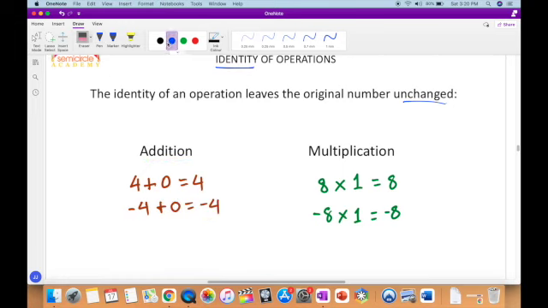So we say that 0 is the identity for addition.